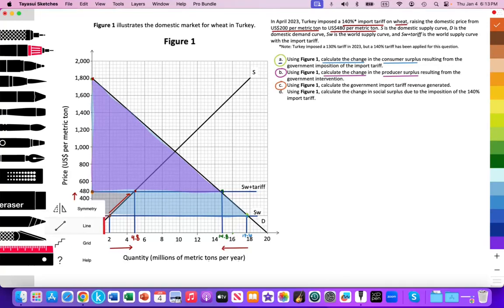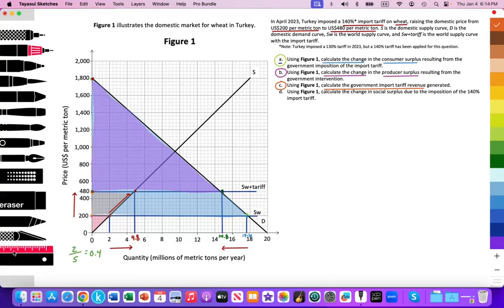It says here, calculate the government import tariff revenue generated as a result of the imposition of the tariff in Turkey. Okay, so with this model that's been provided to us, can you identify where is the government revenue, and can you calculate that area? I want you to pause the video and attempt this question, and then we'll compare your workings with mine. So please pause the video now.